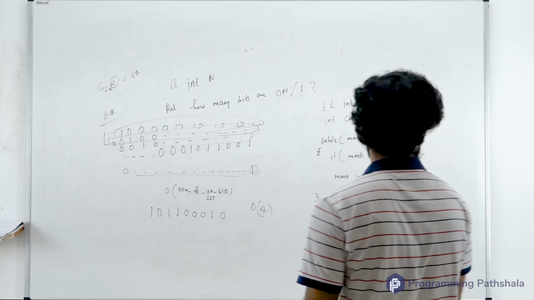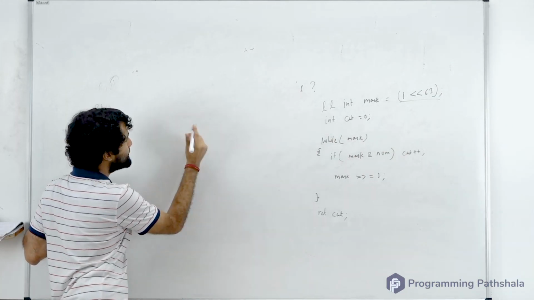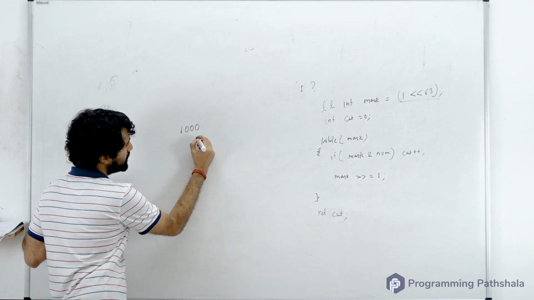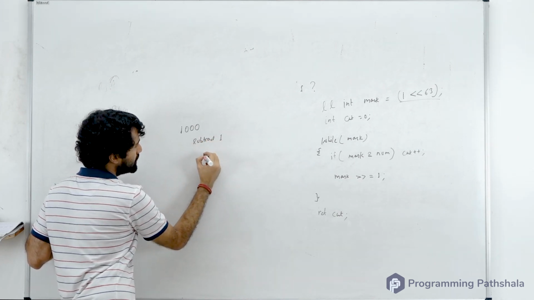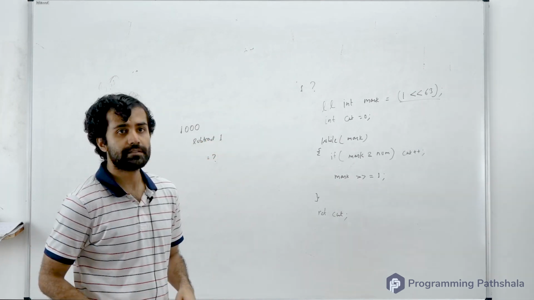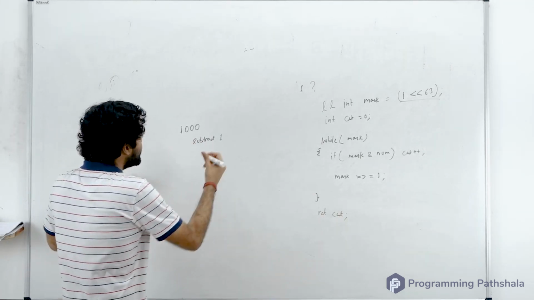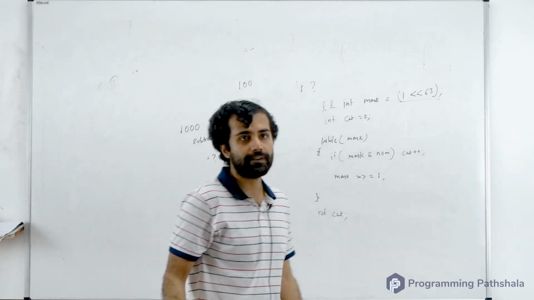So let us just understand one thing. Let's say there is a number like 1000. If I subtract 1 from here, what will I get? 0111, right? If you take any other example, let's say if you have 100 and then you subtract 1, what will you get?